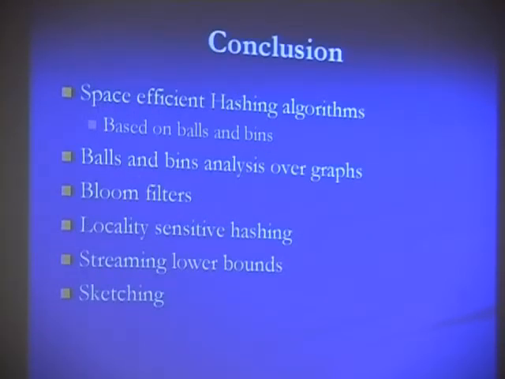So in conclusion, we saw some space-efficient algorithms for exact match using hashing by using balls and bins. And then we saw how a result on balls and bins variants can be used for getting Bloom filters. And then we saw nearest neighbor search using locality-sensitive hashing. And we also mentioned some algorithms in sketching. That's the end.